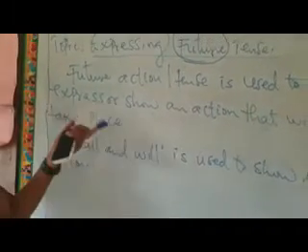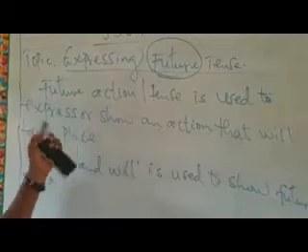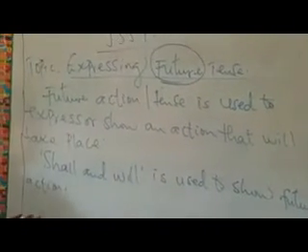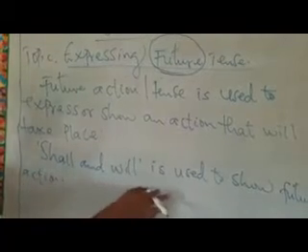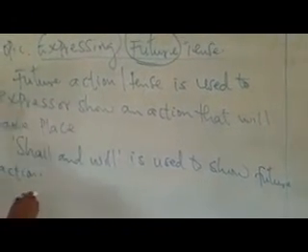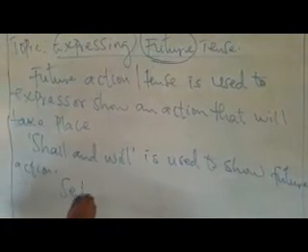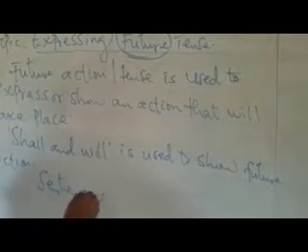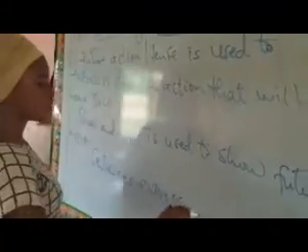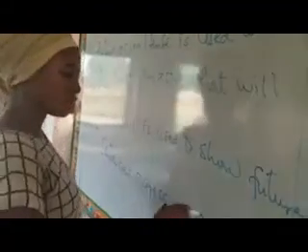Alright? Now, future action or tense is used to express or show an action that will take place. Now here further says, shall and will is used to show future tense. And let's go to the sentence in details now. Sentences expressing future tense.